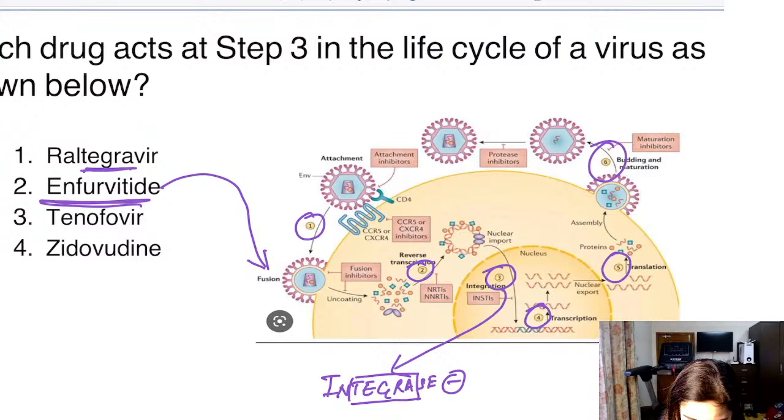ठीक है? Fusion, enfuvirtide, and basically जो इसमें glycoprotein है, ठीक है? Yes, fusion inhibitor that you have to see. ठीक है? So that is important. अभी I will tell you about this also, 40 के बारे में, ठीक है? And how does it act? Then what about 3 and 4? What step does drug 3 and 4 act on?